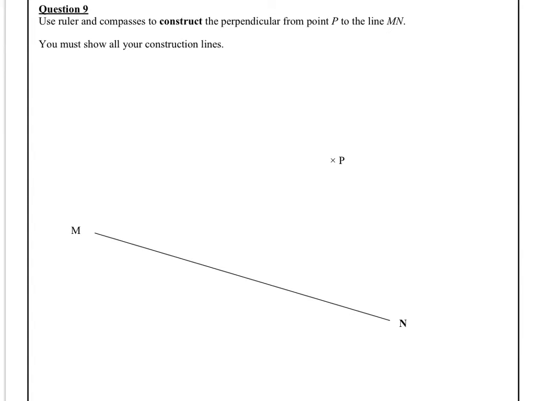Question 9. This is going to be pretty difficult for me to illustrate, but I'll give it a go anyway. It says, use ruler and compasses to construct the perpendicular from point P to the line MN. You must show all your construction lines. So first things first, we're constructing a perpendicular, which means a line that meets another line at 90 degrees. So the way that you would do this is you would start by putting your compass point on M and stretching it out to P, and then you would draw yourself an arc above the line at P and then below the line.